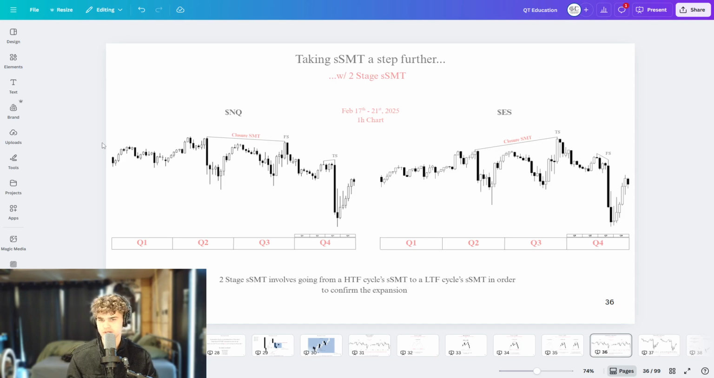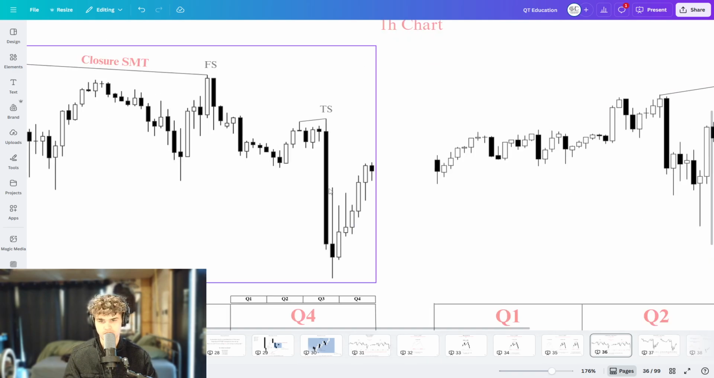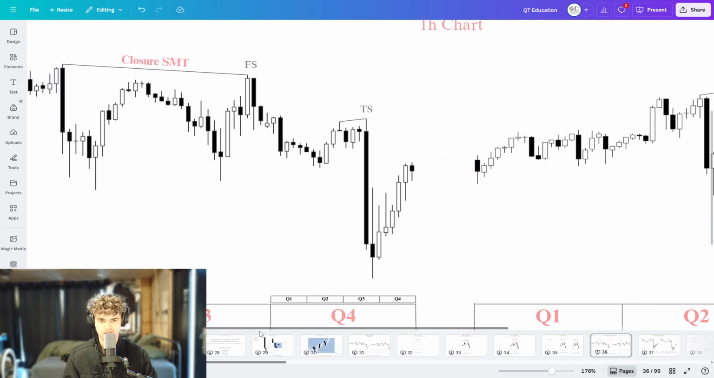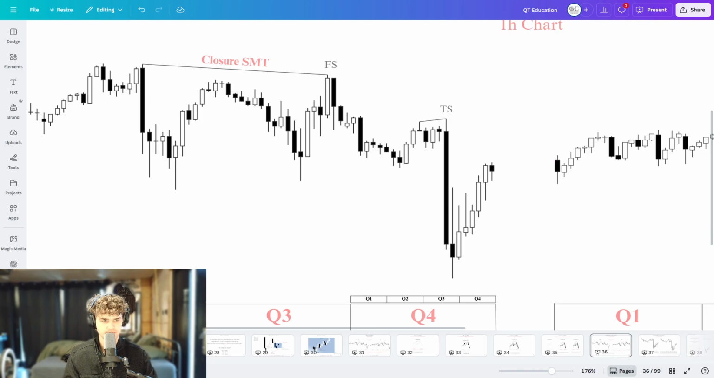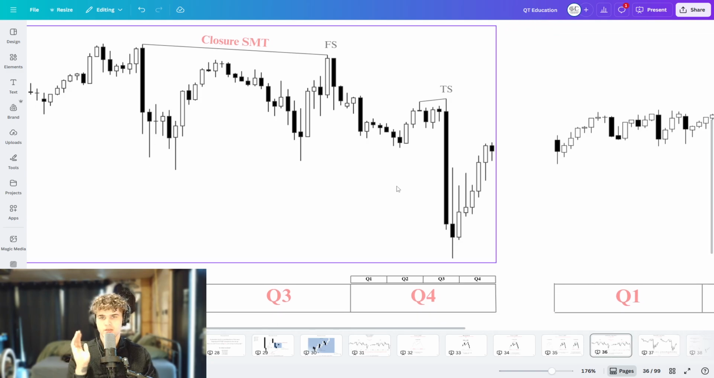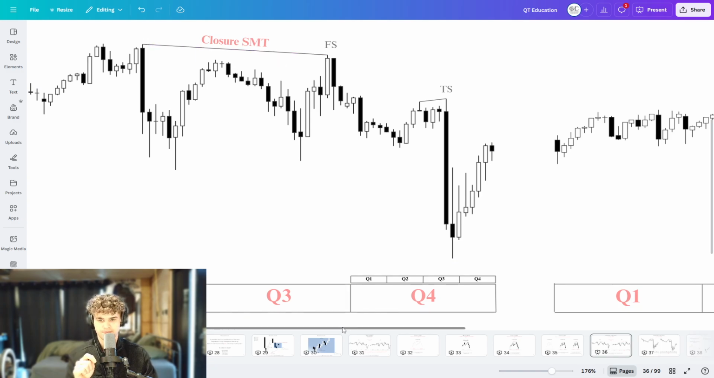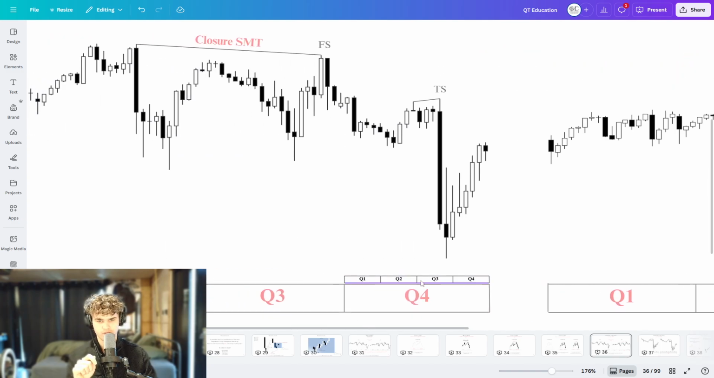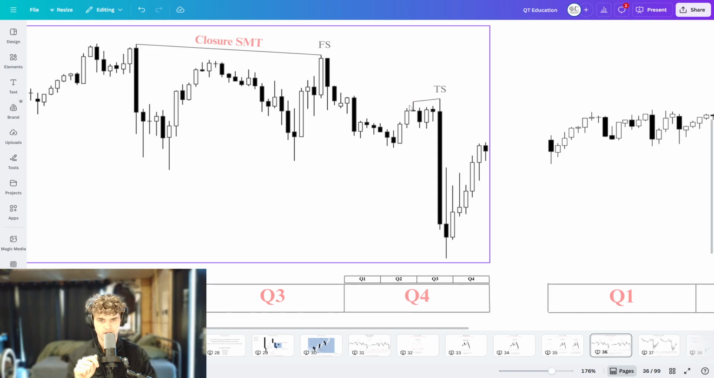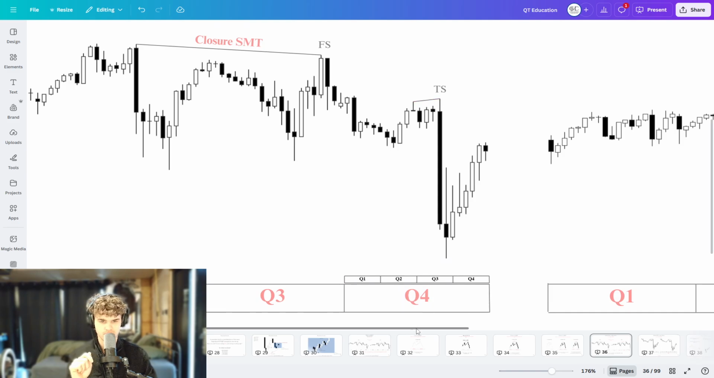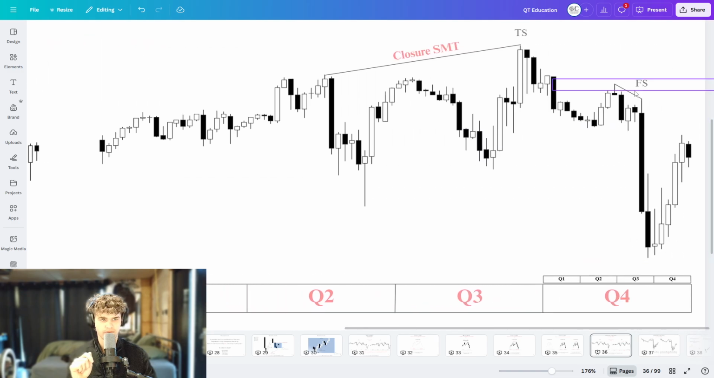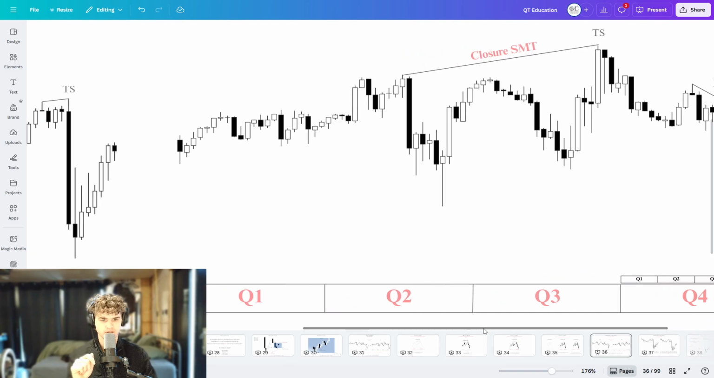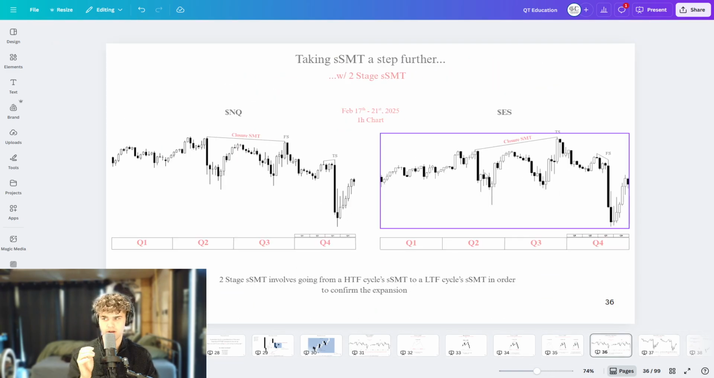Moving on. Taking SMT a step further with two-stage. Two-stage is just lower time frame stuff. So we can actually zoom in here. Canva makes this a bit easier than my PDF thing. Okay, so we have our closure SMT, as you can see there. Boom, boom. Now on the lower time frame, we have quarters in the lower time frame. See, 1 quarter is broken up into 4, right? Then you can see here, turtle soup, this high is higher than this high. Then you scroll over to the right, and we have a failure swing. So that's a two-stage. Very simple, cut and dry.